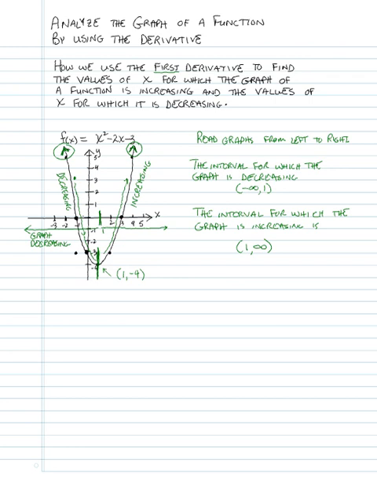Left, we're going down; right, we're going up. At 1, we're doing neither, are we? We're not going up or down, and so 1 is not included in this discussion. That's actually the breaking point, the critical point for which we change from going up to going down.